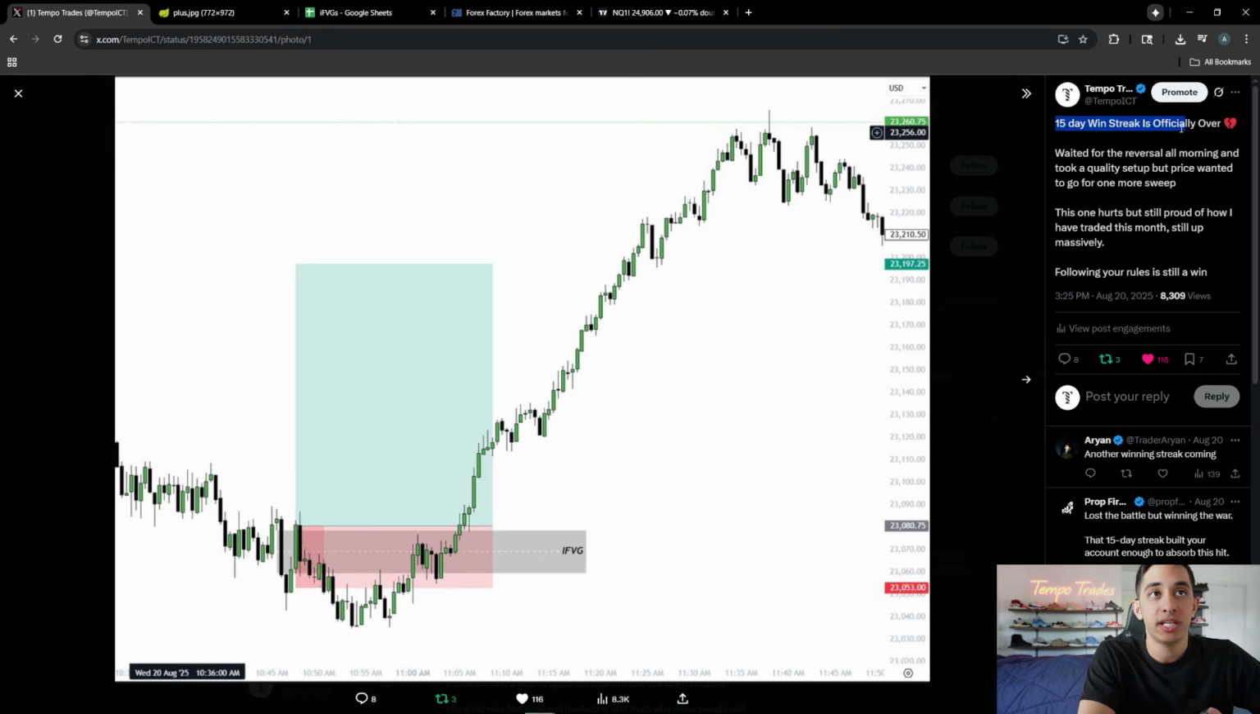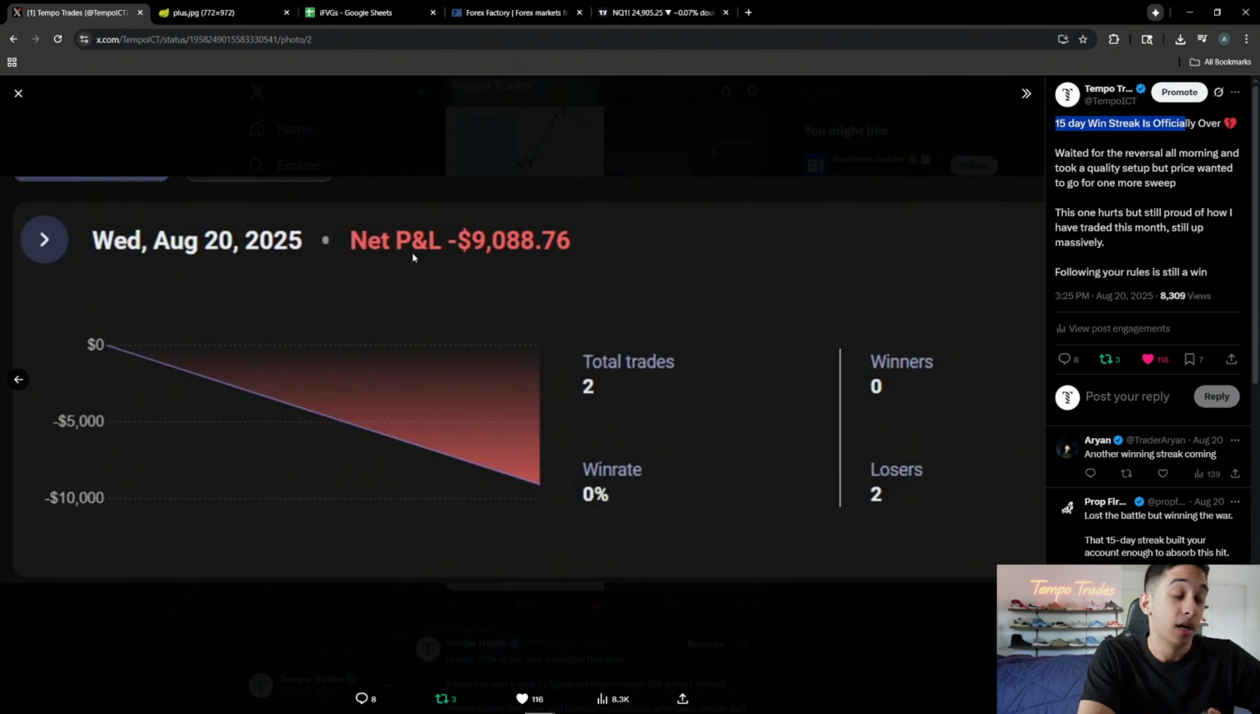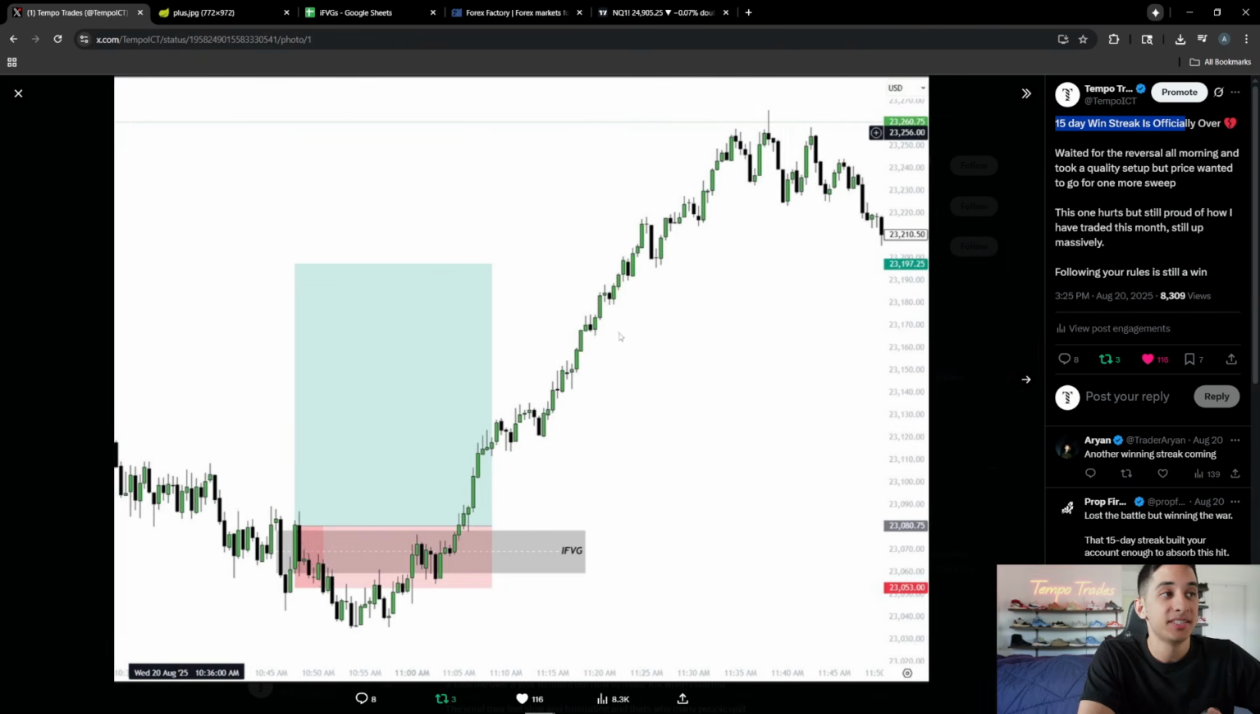I was on a 15-day win streak back in August. I ended up losing $9,000 on this, so it definitely didn't feel good. But the crazy part is, I guessed the move correctly. I simply just got faked out of my position. So you can see down here, I was looking for the IFEG long.